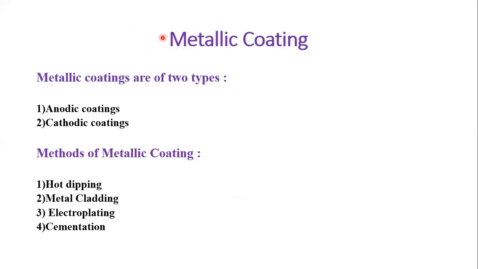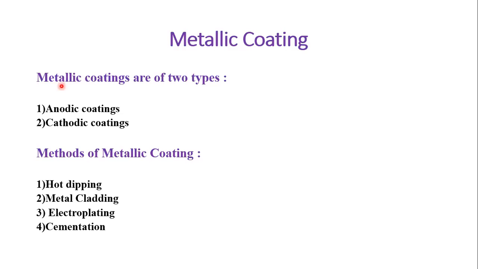Now, our today's topic is the metallic coating process. In the metallic coating process, there are two terms related to this coating type. The first one is coating metal and the second is base metal. What is meant by coating metal? The protective material which is used for protection purposes is known as the coating metal. While the metal which is to be protected is called the base metal.